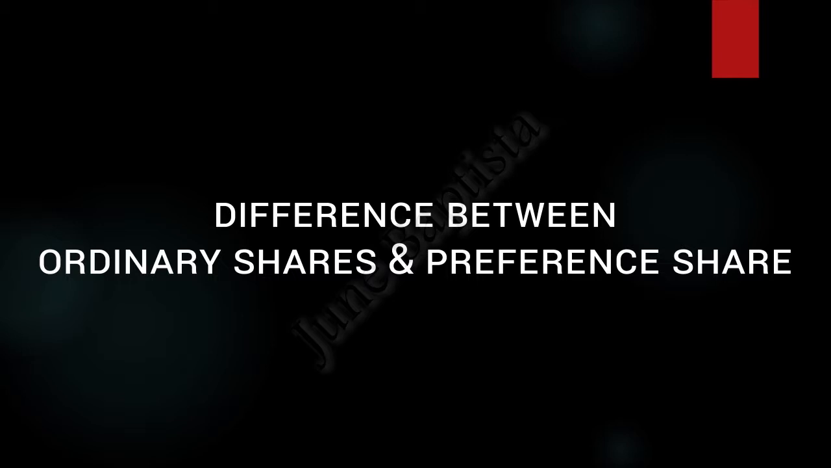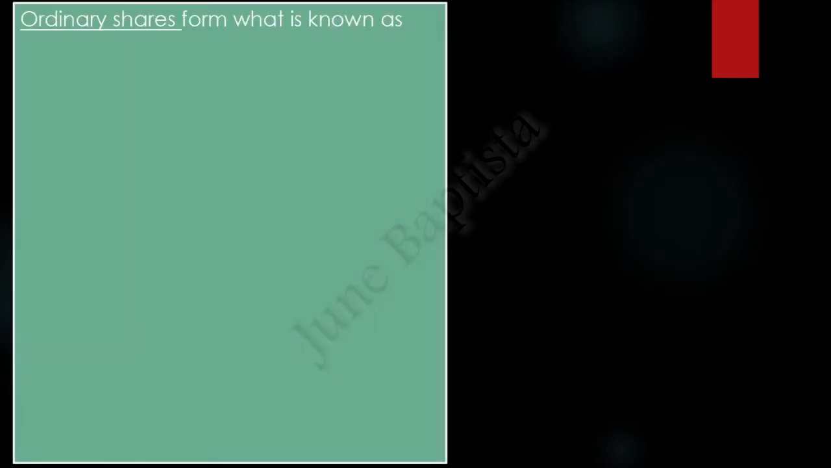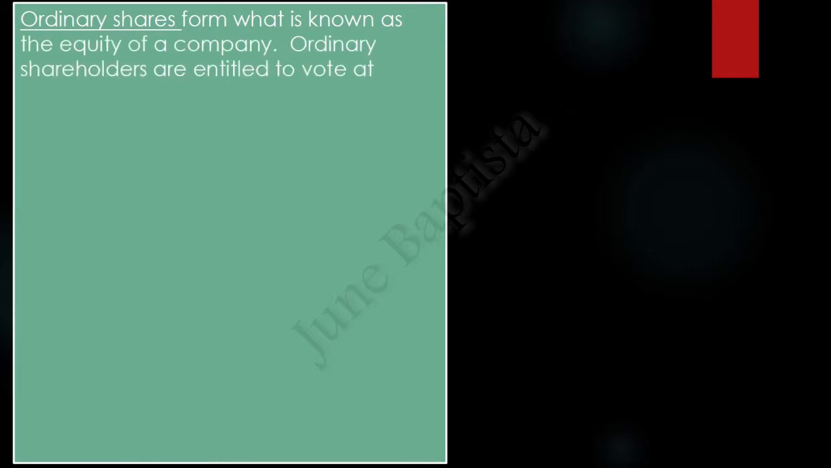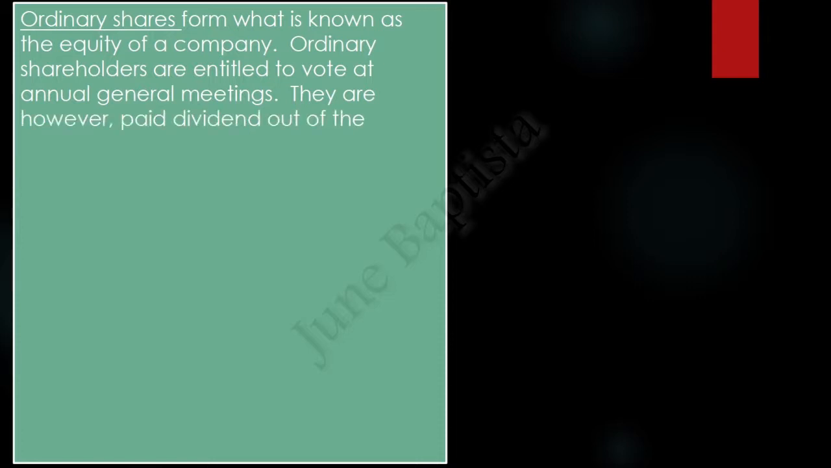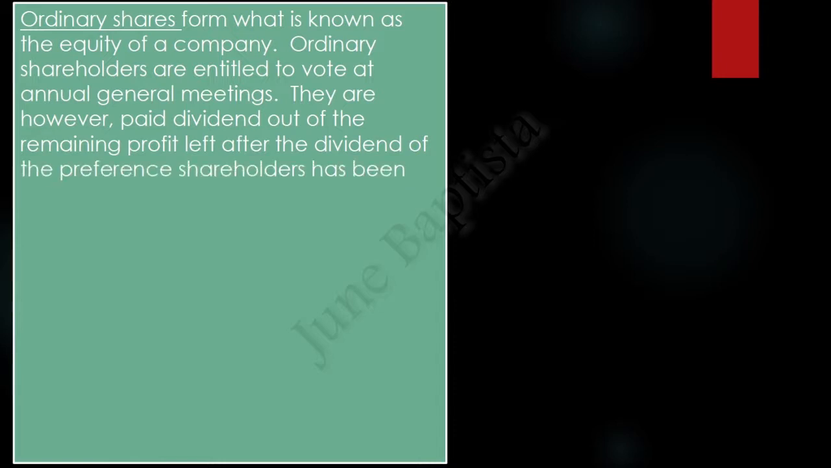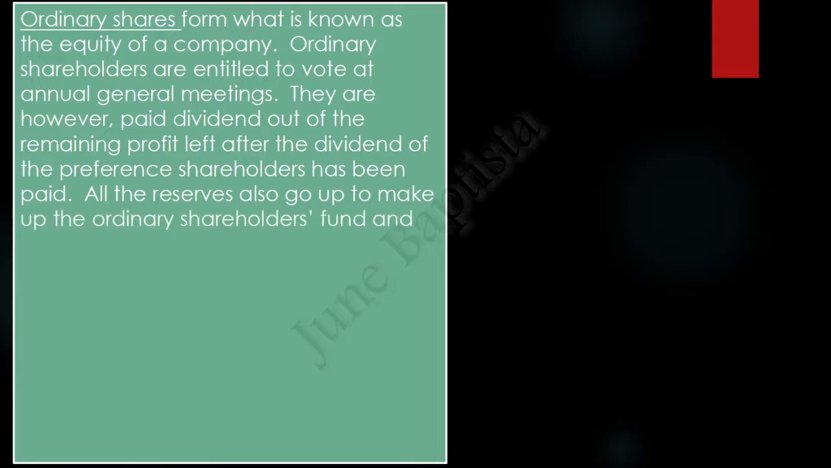In this slide, we will examine the differences between ordinary shares and preference shares. Let's look at ordinary shares first. Ordinary shares form what is known as the equity of a company. Ordinary shareholders are entitled to vote at annual general meetings, or AGMs. They are, however, paid dividend out of the remaining profit left after the dividend of the preference shareholders has been paid. All the reserves also go up to make up the ordinary shareholders' funds and belong to ordinary shareholders.